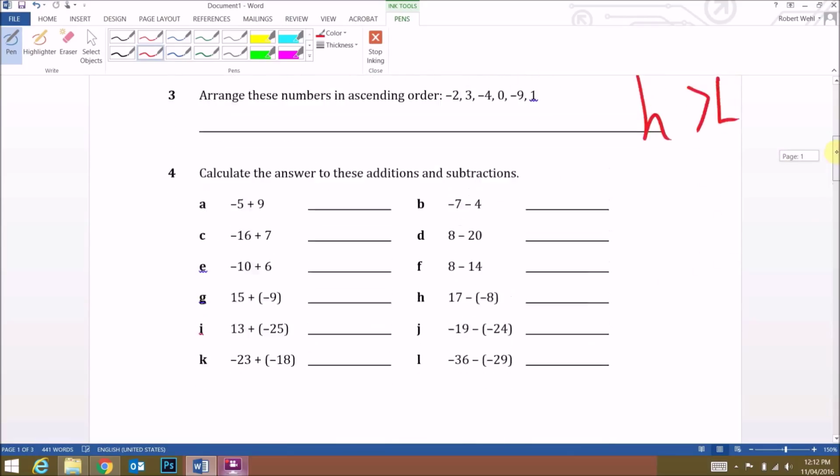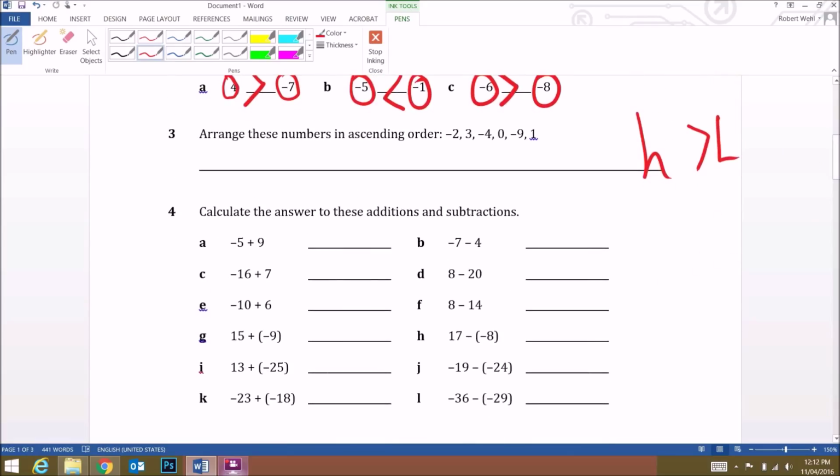Next question. Arrange these numbers in ascending order. So ascending, you ascend to heaven. Ascending means that you're going up. So we need the smallest one first. We've got 1, 2, 3 negative numbers. They're going to be our first ones.